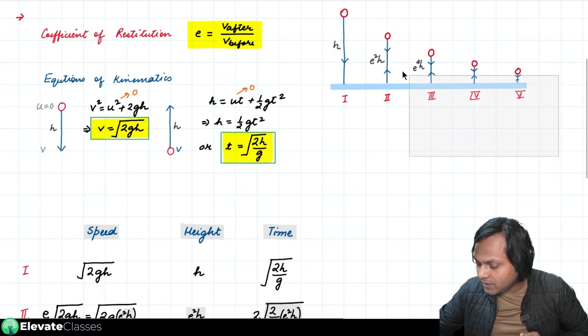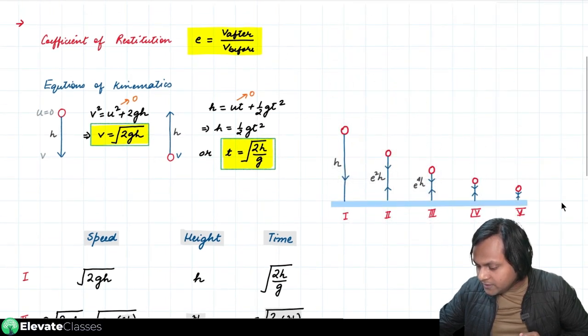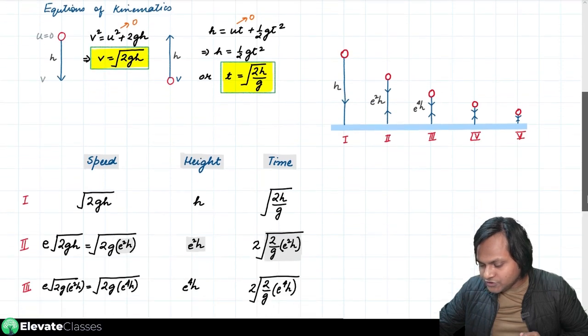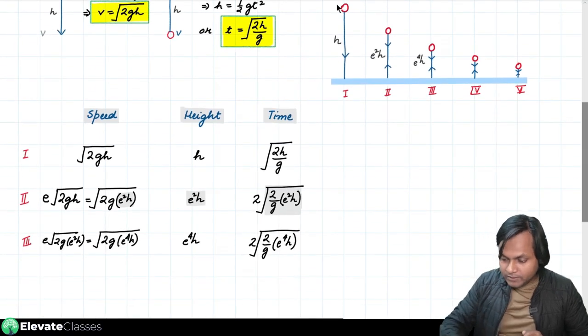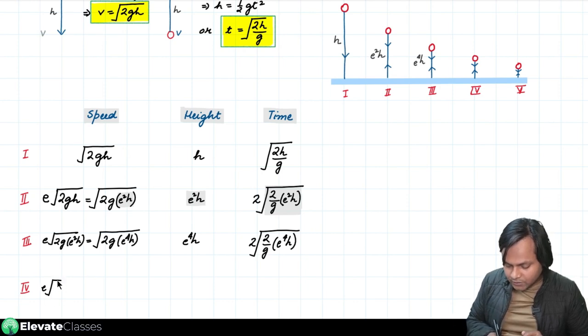Let me bring this table a little bit to the downward direction, okay. Now if I look at the fourth bounce, I think now everything makes sense to you. I can repeat this process over and over again. The speed becomes e times root over 2g e to the power 4h, which is equal to root over 2g e to the power 6h.